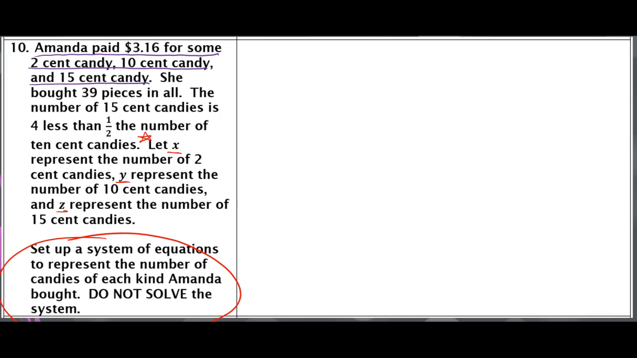The $3.16 is our total. So that's going to go on the right side of our equation. And what I need to do now is multiply each variable by what it is worth. So X represents the number of 2-cent candies, and if I wrote 2 cents as a decimal, it would be 0.02. Y represents the number of 10-cent candies, which would be represented by 0.10. And Z represents the number of 15-cent candies, so that would be 0.15. So here's my first equation. I have my total amount of money, and then I have each variable multiplied by its amount of money.